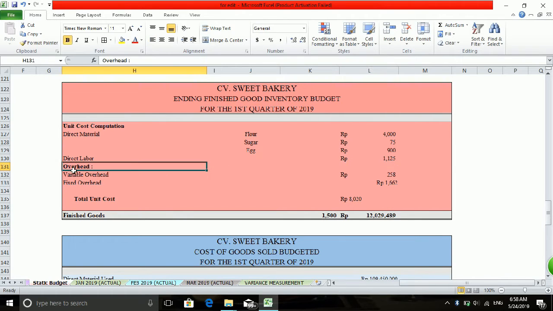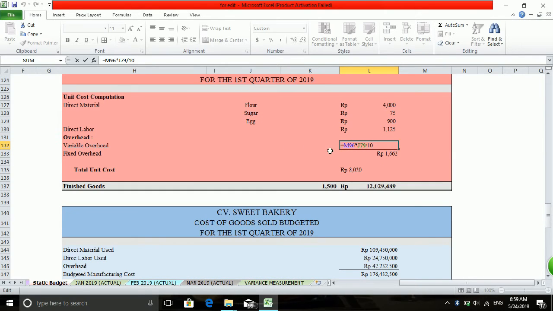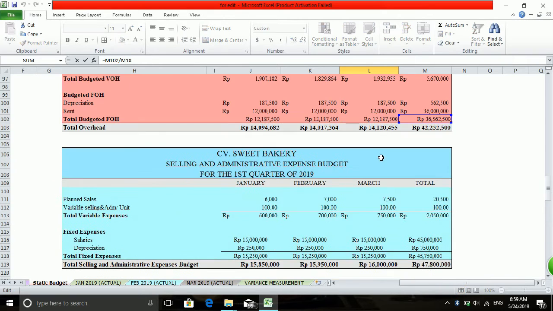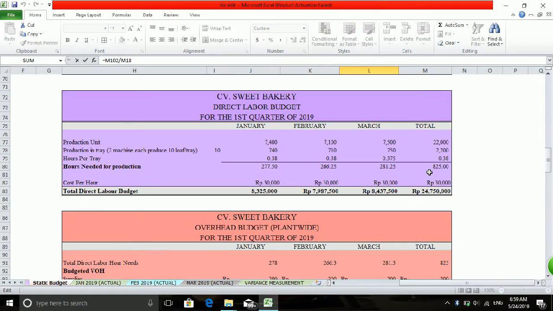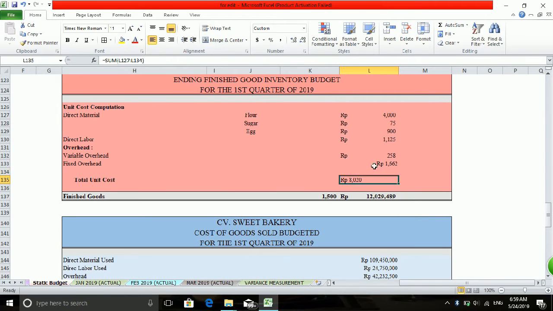And for the overhead, there are variable overhead and fixed overhead. For variable overhead, the formula is the total variable rate multiplied by hours per tray, divided by 10 because each tray consists of 10 bread. And for fixed overhead, the formula will be the total budgeted fixed overhead divided by the production need from the production budget.